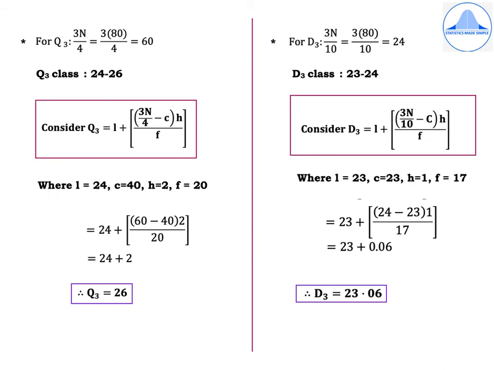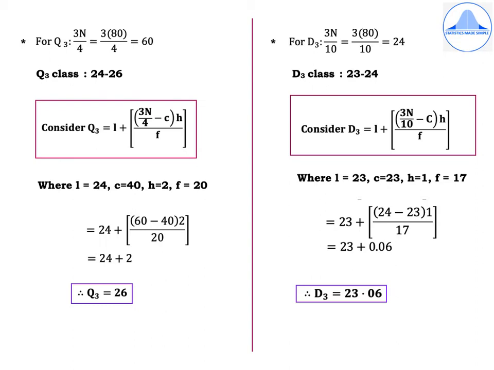For Q3, let's find out 3n by 4, which is 3 into 80 by 4, which is equal to 60. Now in the CF column, find that value which is greater than or equal to 60. And in this case, in the CF column, we have the value 60. So corresponding to it, you write equal to 3n by 4, and the Q3 class is 24 to 26.